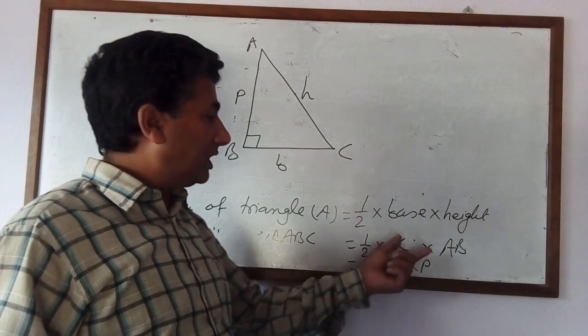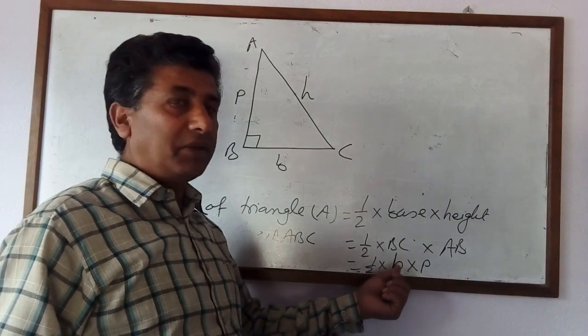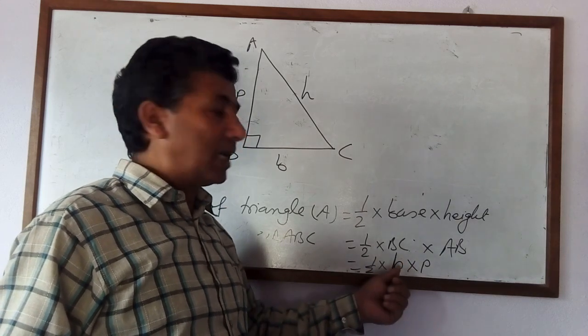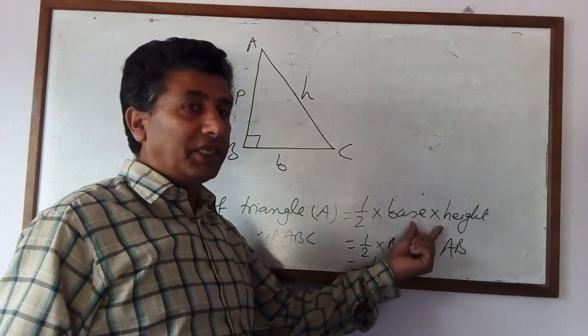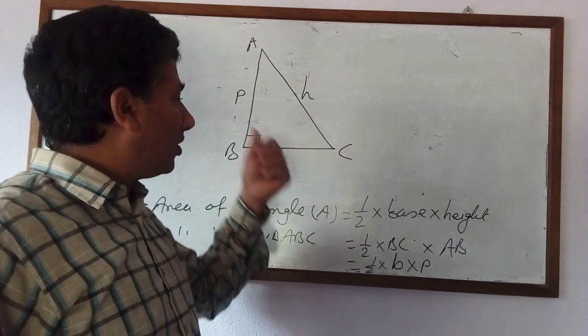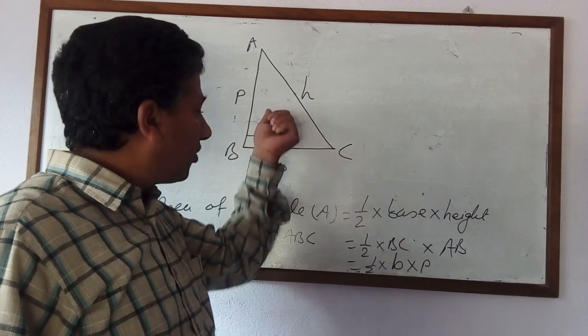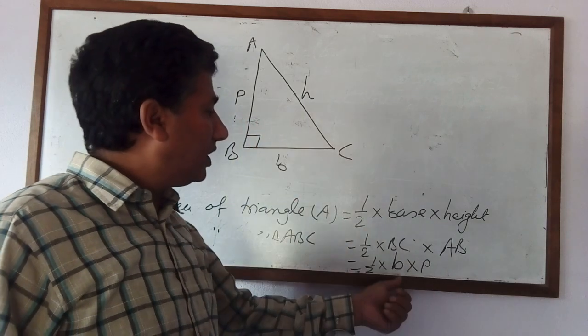Now remember this also: P times B or B times P, half perpendicular times base, or half base times perpendicular, height and base. One will be the perpendicular height, another one will be the base. So in a right angle triangle, this formula will be this one.